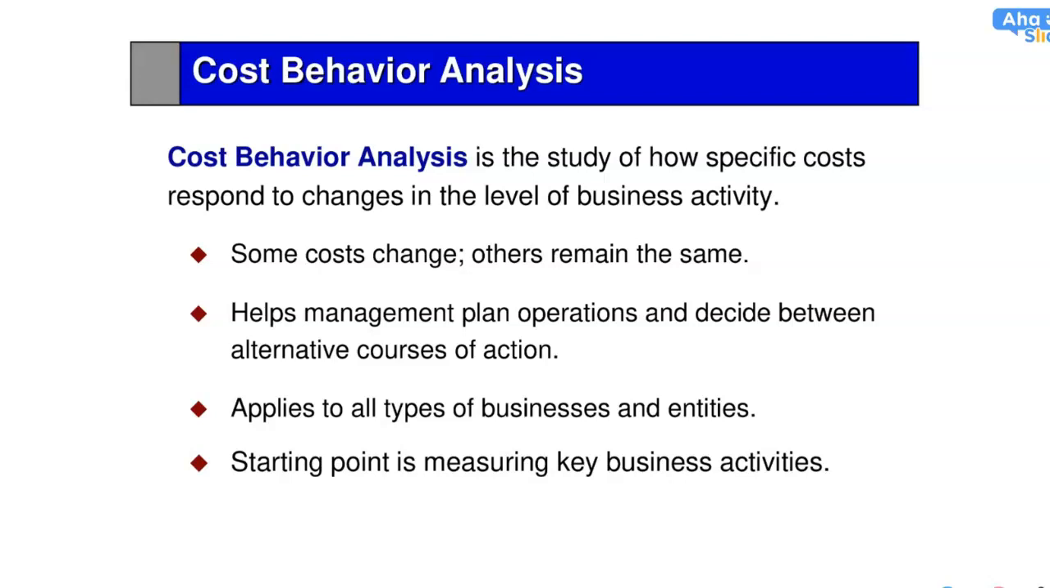Okay, so the business activity is my cost object. We're going to be talking about business activities such as sales or production. If sales increases on my income statement, what costs will increase and which costs will not? If I decide to increase my production of the products, which costs will increase and which will not? Some costs will change and others will remain the same.